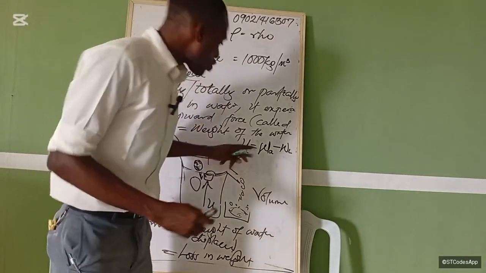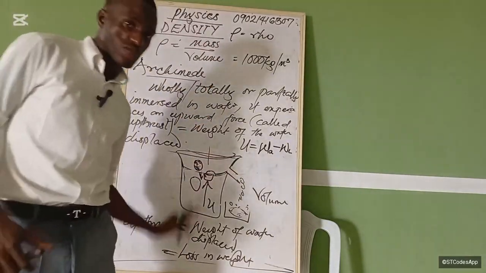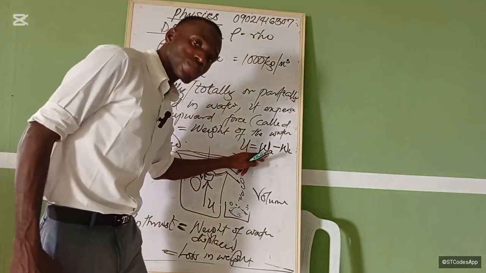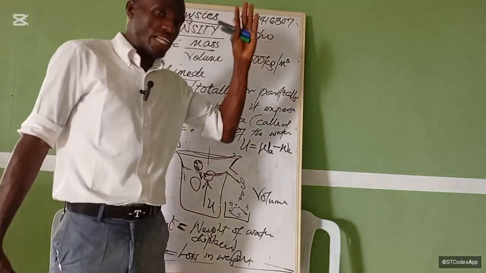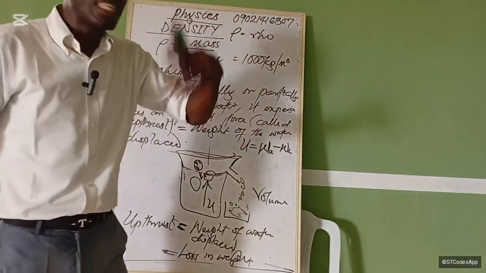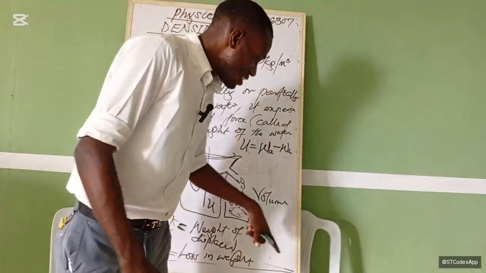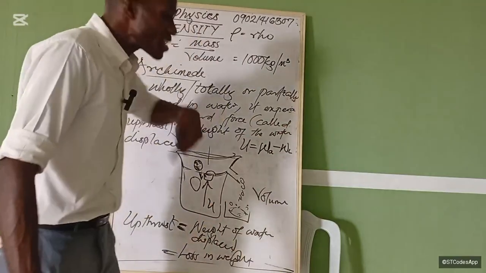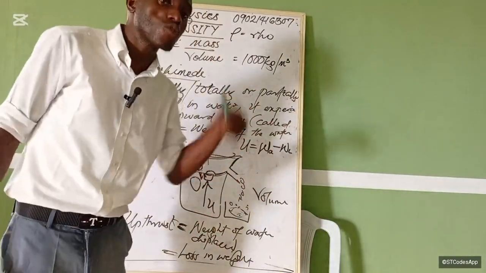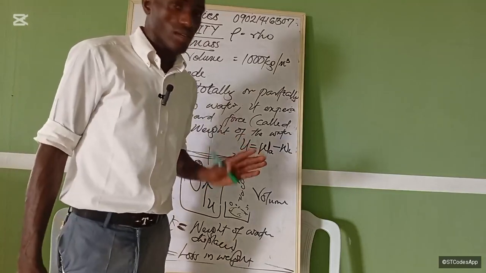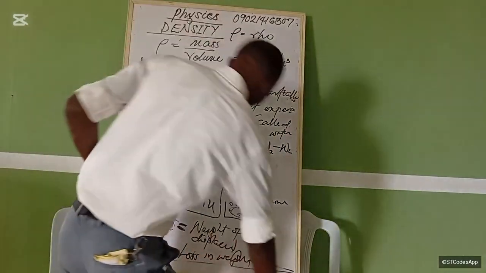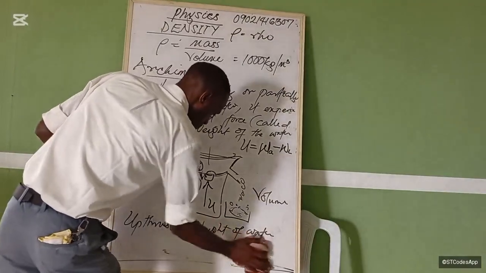Don't forget that. So the upthrust force is going to be the weight of the body in air normally, minus its weight inside the liquid, because it will experience a loss in weight in any liquid you put it in. Is that okay? Alright. Now let's go.